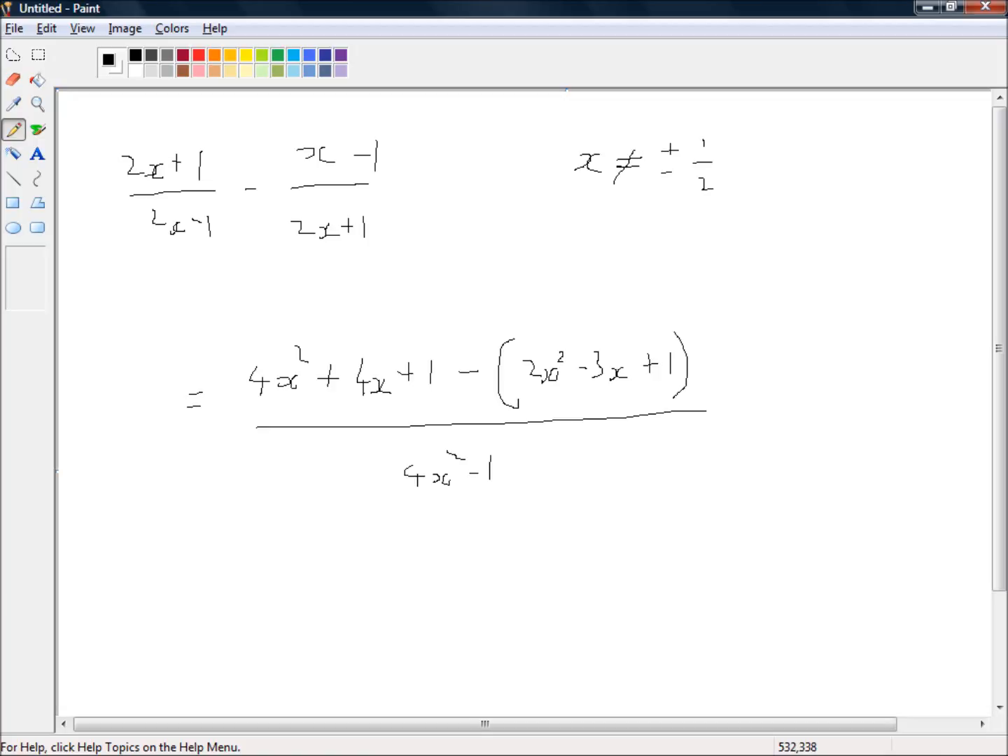Okay, so let's get rid of these brackets. So that's equal to, so we've still got our 4x squared plus 4x plus 1. And now we're subtracting 2x squared. We're subtracting negative 3x, so that becomes positive 3x. And we're subtracting 1, so that's minus 1. And of course all that's over 4x squared minus 1.